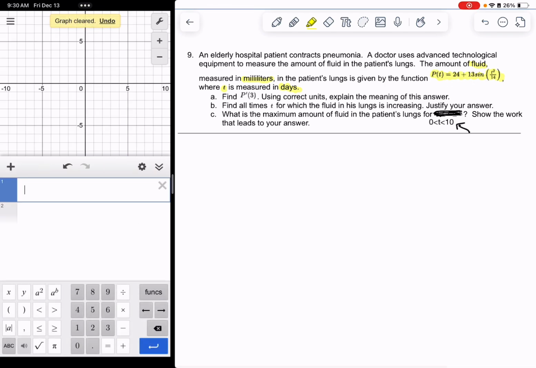We're going to delete all these. Clicking on the gear, click delete all, and we're going to start again. Okay, we have our function. Let's type it in. P of, again, we're going to use x. It makes it a little bit easier for doing the derivative. It's 24 plus 13 sine of x squared divided by 14.